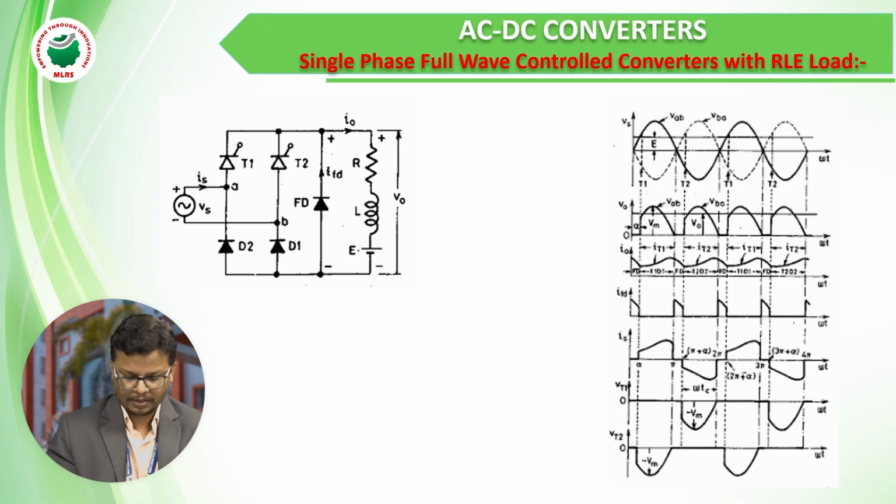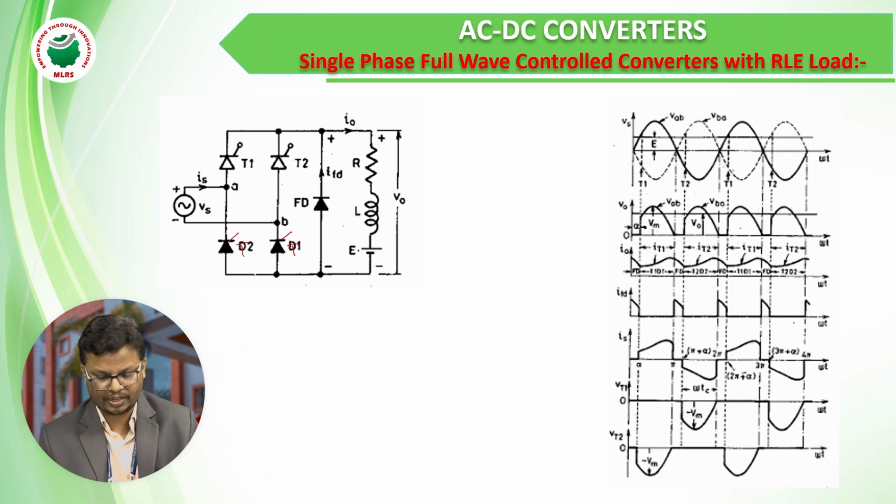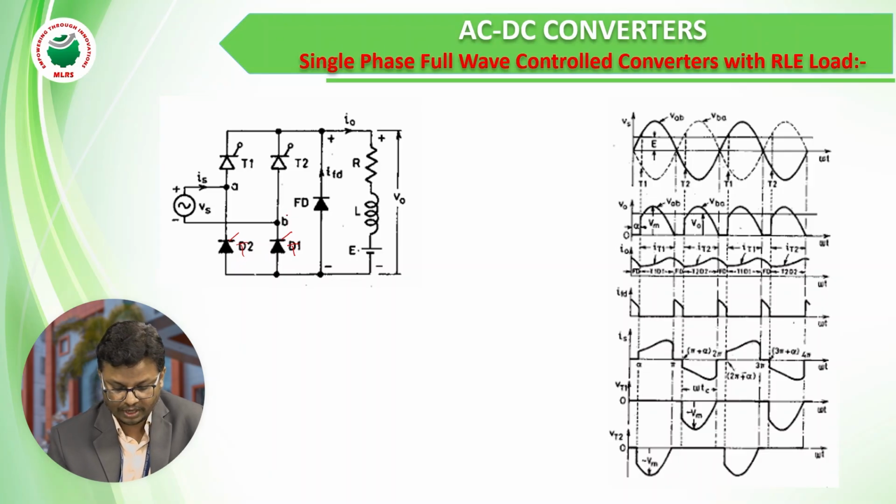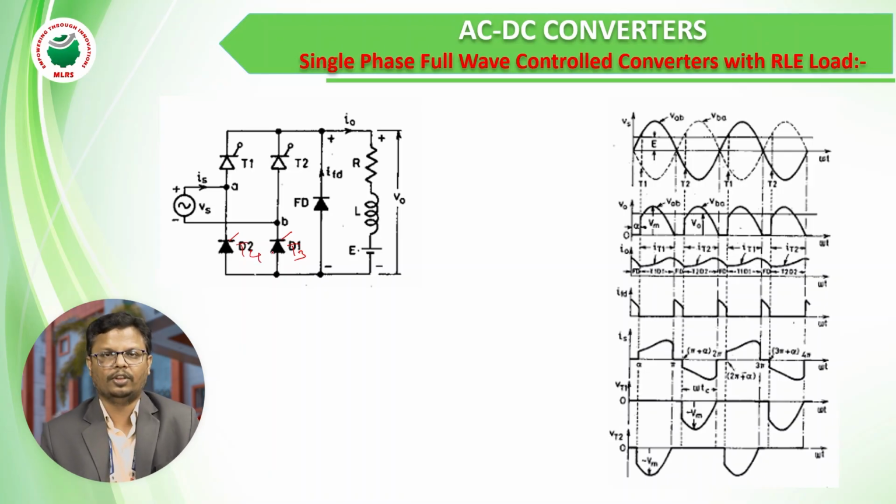Here in the circuit we have a small mistake. This is not D2, it is T, and it is also a thyristor. A small correction: actually it is not a semi-converter, it is a full wave converter. So T1, T2, T3 and T4.